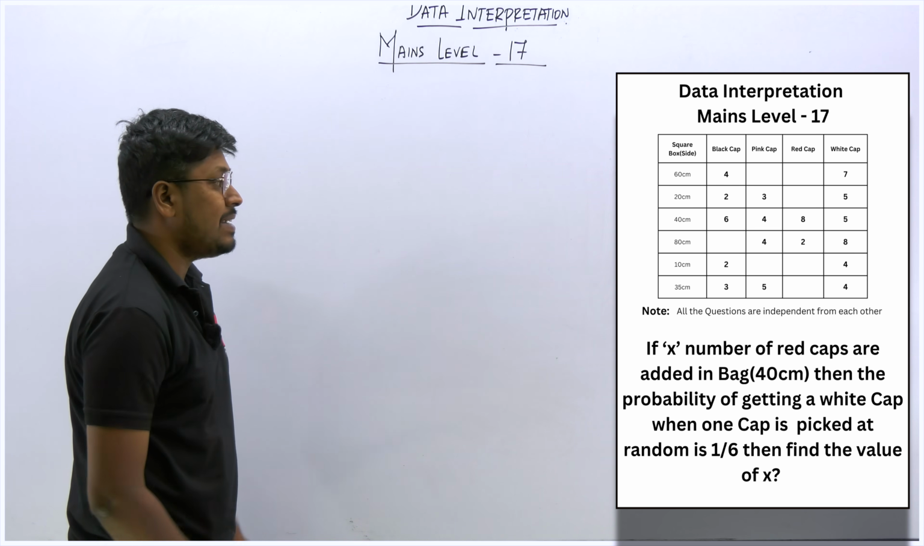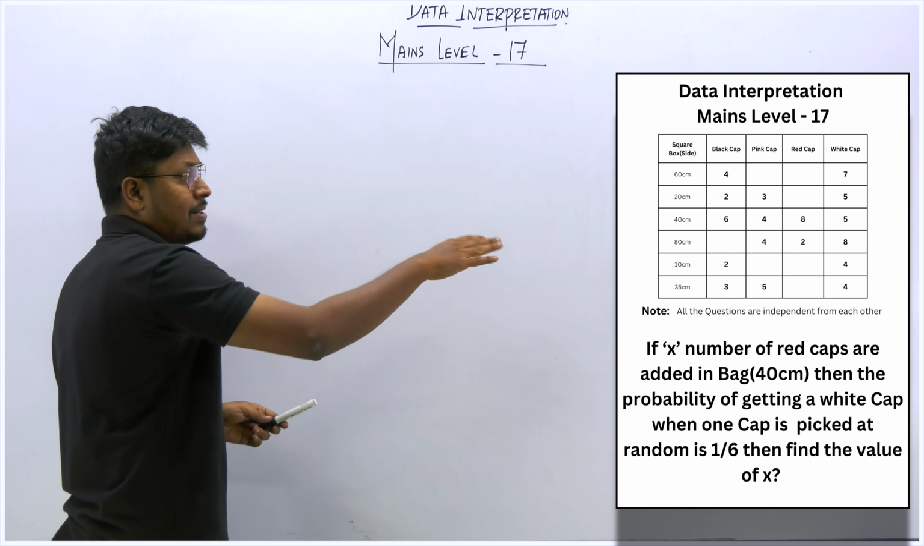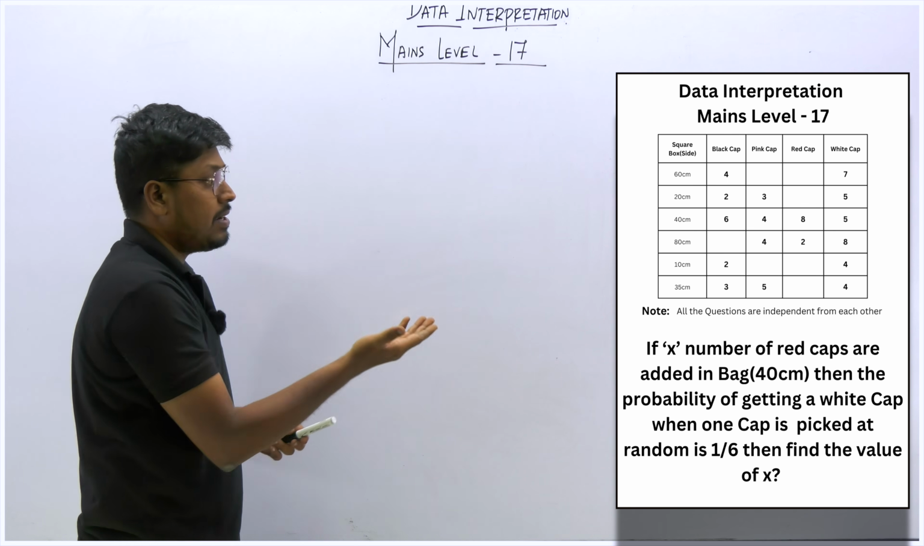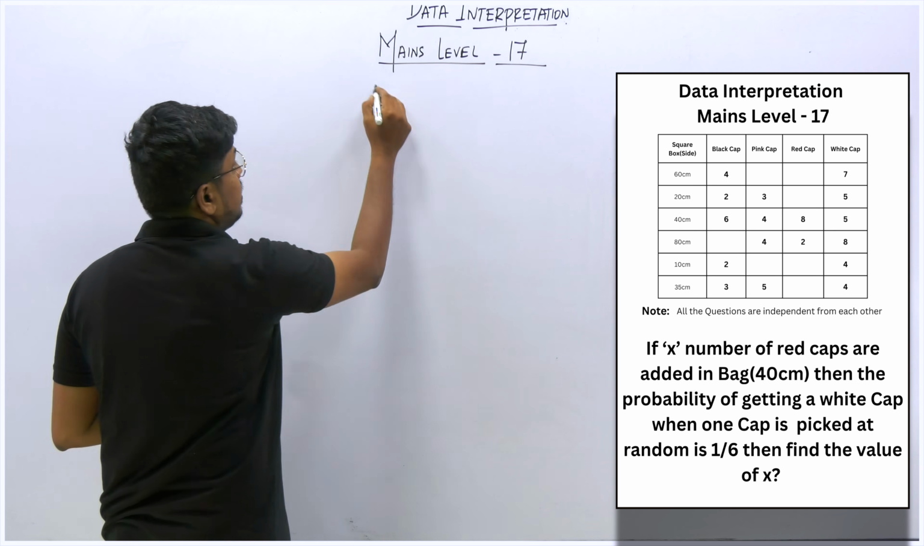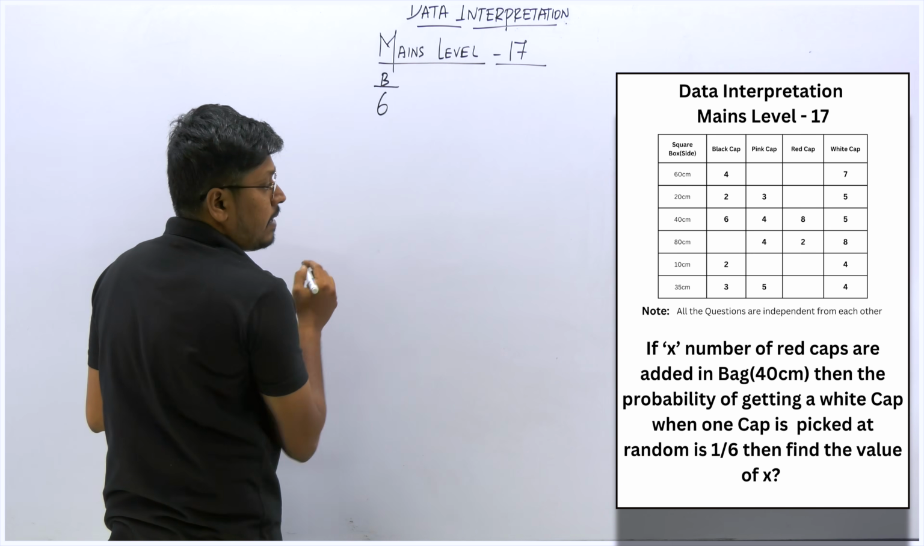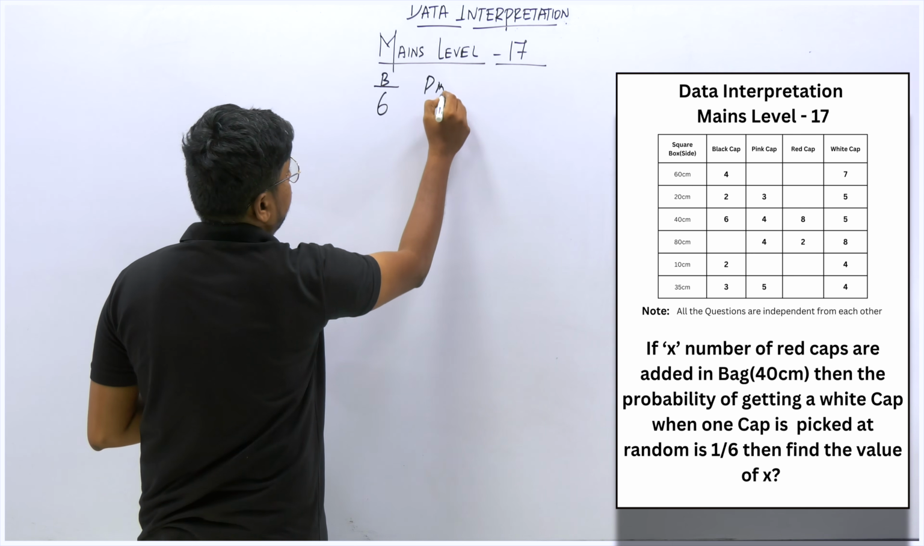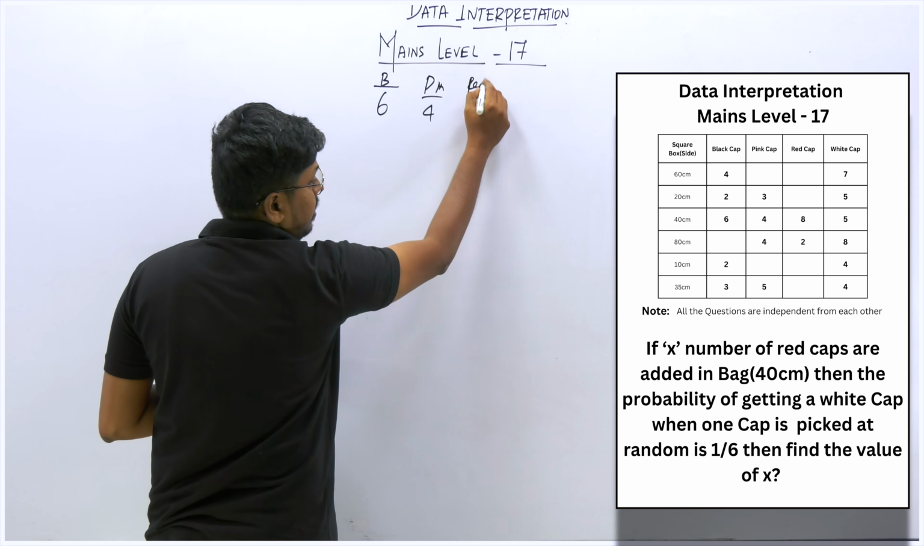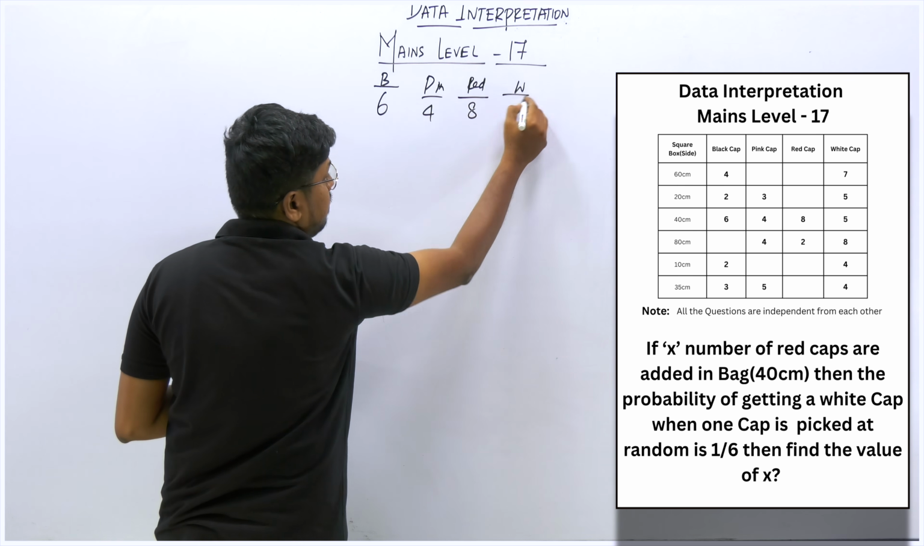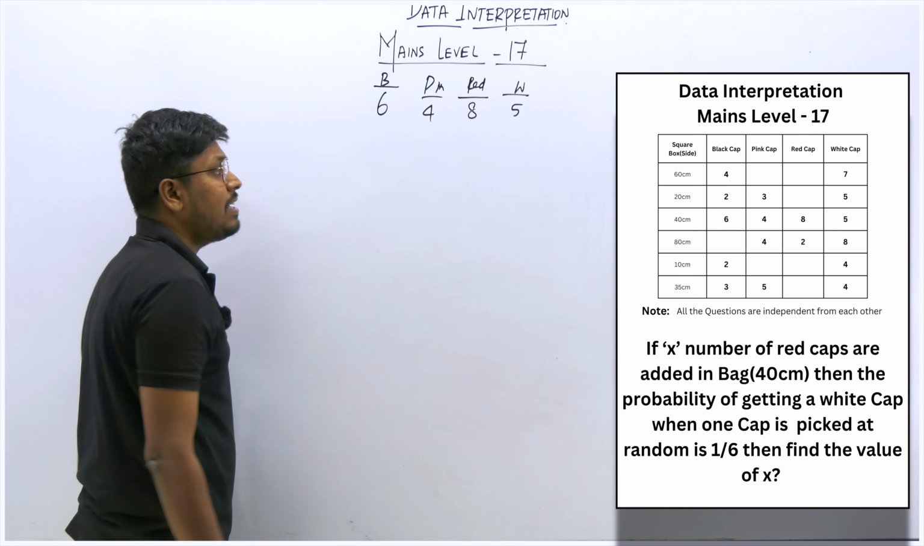So the bag of 40 centimeter contains all the cap numbers, because there is no value missing here. Black color is 6, pink color is 4, red color will be 8 and the white color will be 5. So all the values are directly given in the chart.